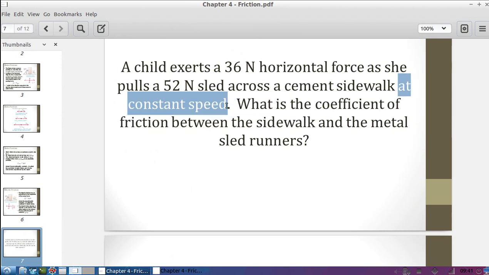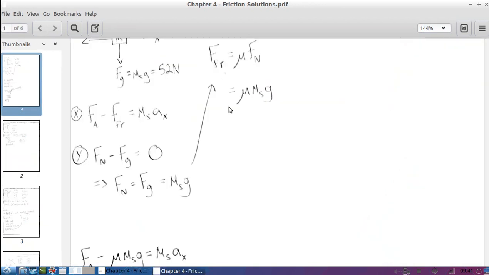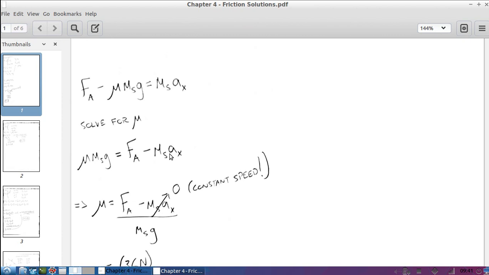Constant speed. Okay, so the acceleration in the y direction is 0 because I know the box isn't leaving the surface. But this little phrase right here, at constant speed, is telling me that the acceleration in the x direction is also 0. Okay, so I'm using this mg. I'm moving this mg around like it's a variable, but I just know that that's 52 newtons. But in the event that we're given the mass of the object, it's good to get in this habit and have this expression around.